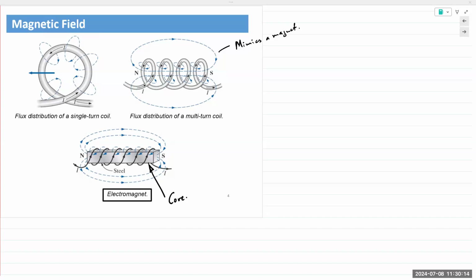It's all AC, yes. For DC, an inductor would behave like a short circuit. There will not be any magnetic field. It will just store it and pass everything through.